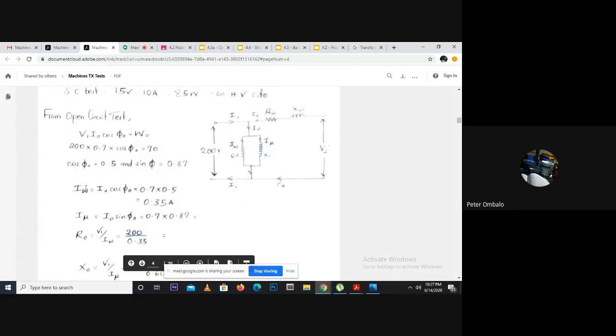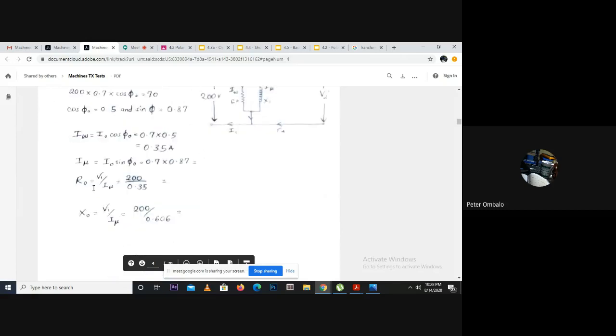Now the iron loss component is going to be from the phasor diagram. If you guys can remember, the iron loss component is going to be given by I naught cos phi. So we find the iron loss component to be 0.35. And then the magnetizing component is going to be I naught sin phi. This becomes, oops, I didn't do that. So this is how to calculate them.